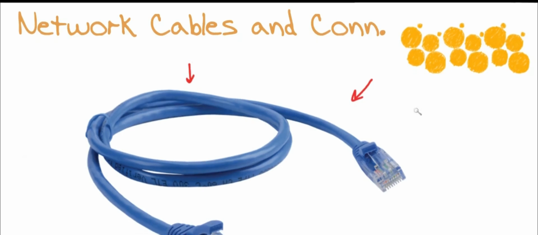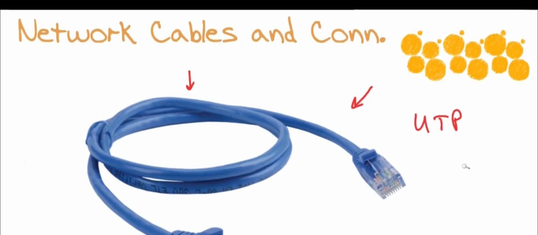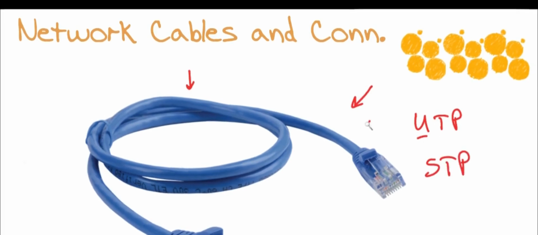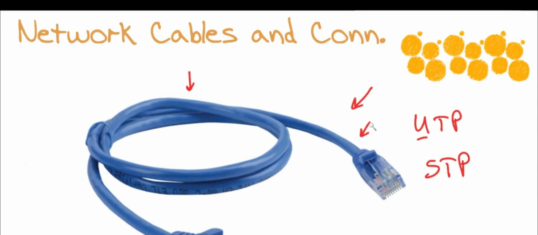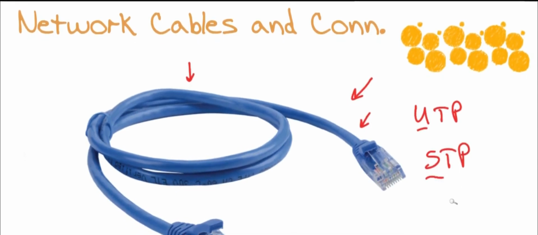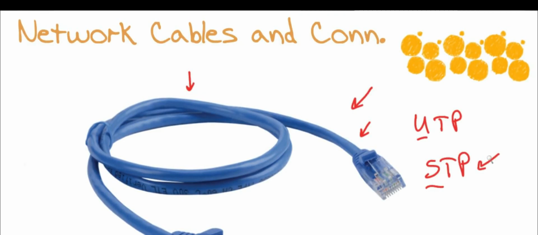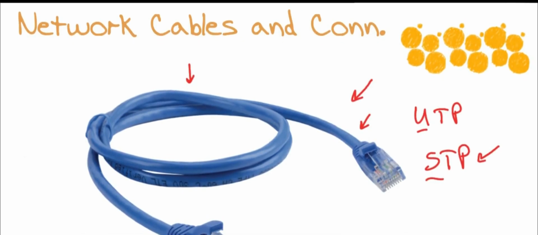Now there's unshielded twisted pair that we see here, or there's shielded twisted pair. Unshielded means there's less protection around the copper. Shielded twisted pair is more expensive and there's more shielding around the copper, and you would use this where there's going to be areas of really high potential interference.